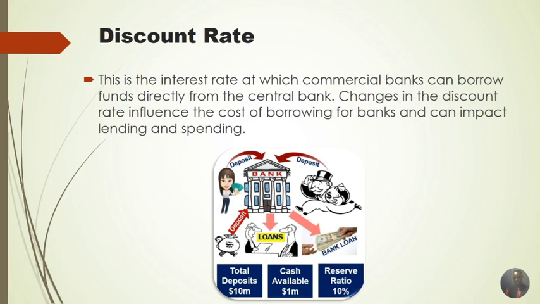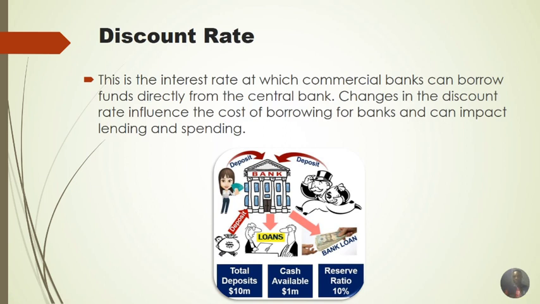We are saying that this is the interest rate at which commercial banks can borrow funds directly from the central bank. So we're looking at the interest rate that they are charged for borrowing money directly from the central bank. Changes in the discount rate will influence the cost of borrowing from banks, and can impact even the lending and the spending that will take place in the economy.